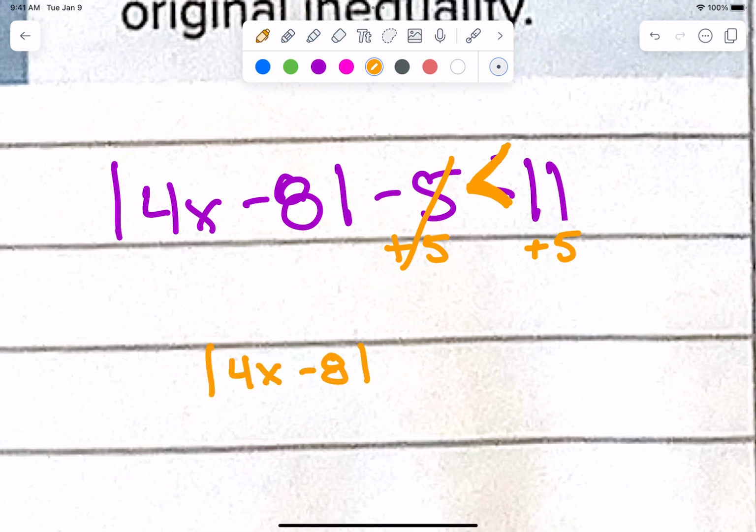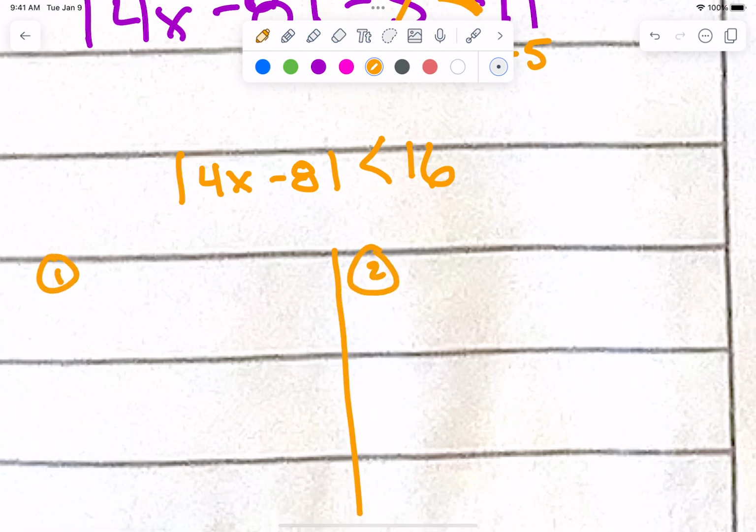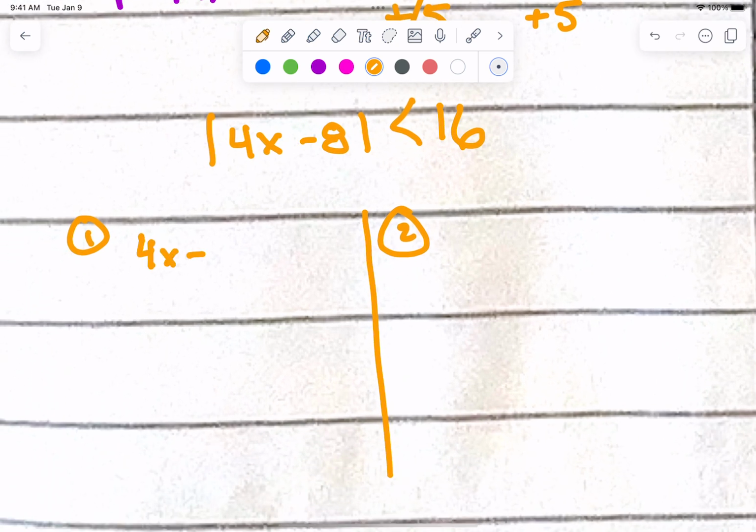This is example 5. We've skipped to example 5. Less than 16. Okay, now what? Let's split it. Case 1 and case 2. No, flip the sign, and the other side. Oh, just kidding. Never mind. Leave it right there. So the first one is 4x minus 8 is less than 16.